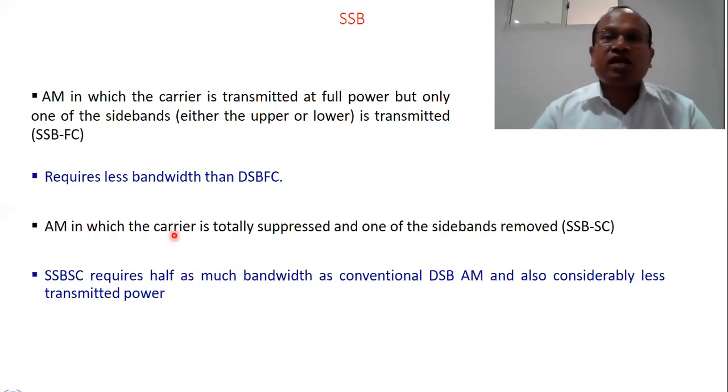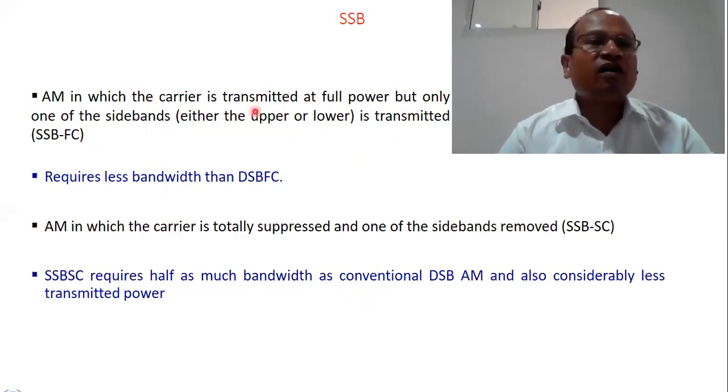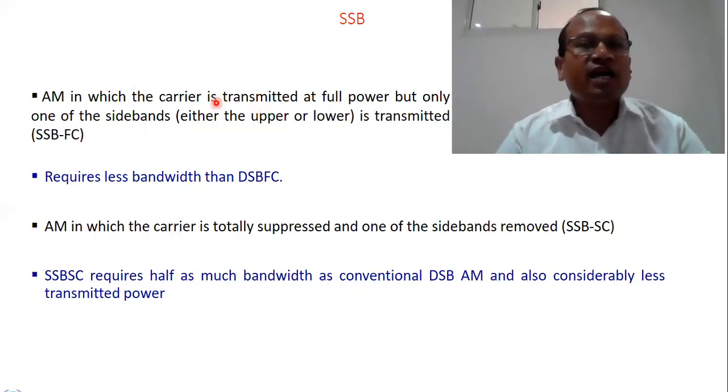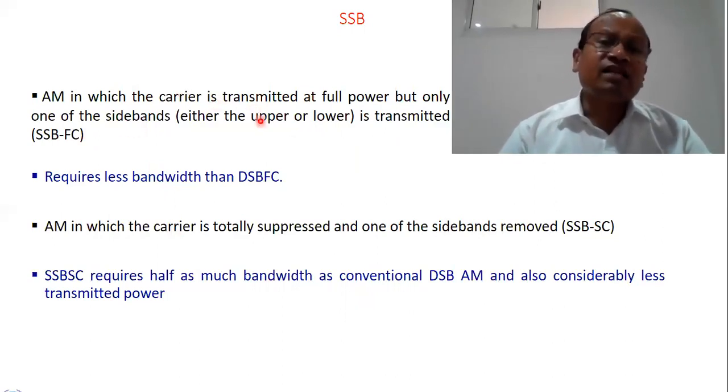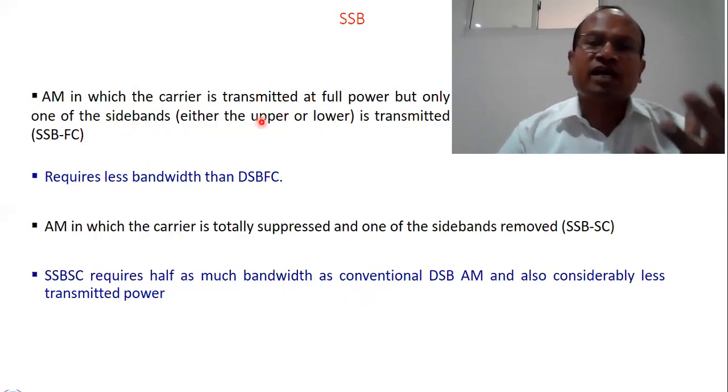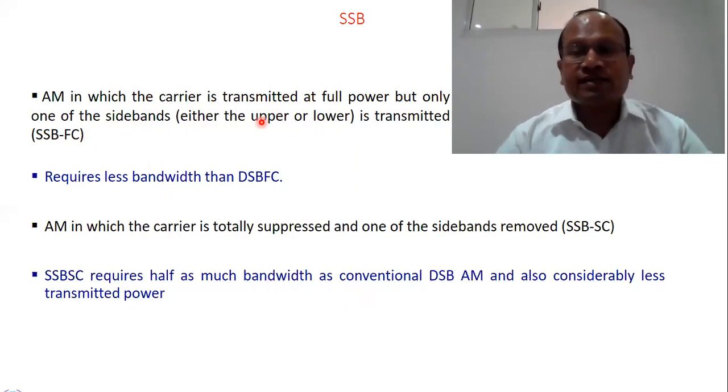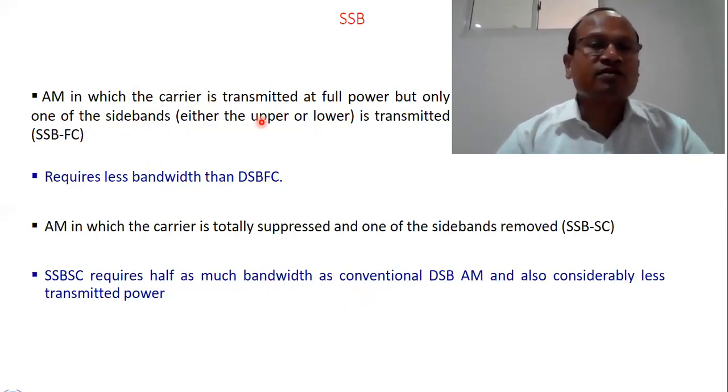So when it is SSB full carrier, the carrier is sent, and either of the sidebands, either the upper sideband or the lower sideband, is communicated. It requires less bandwidth. Why does it require less bandwidth? Because we are communicating only one sideband.